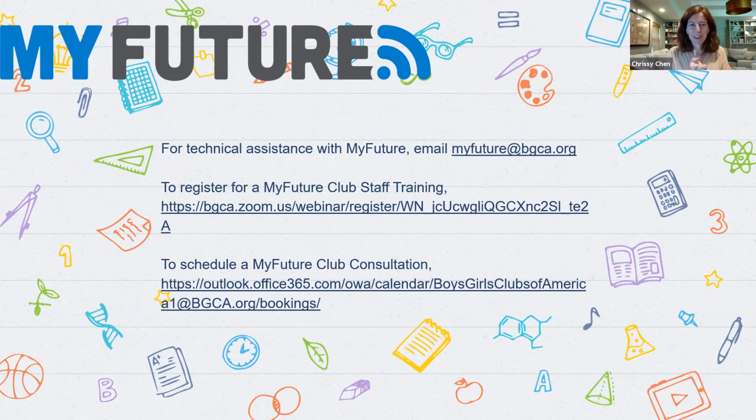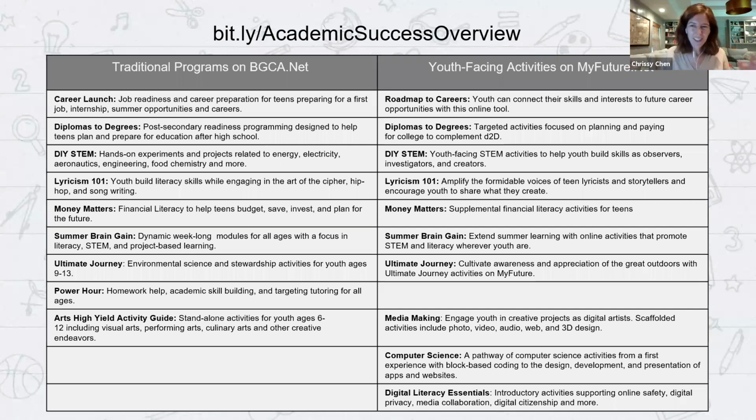Since we were also talking about educational programming on MyFuture, and specifically some of the great high-yield learning activities that support learning in the club, I wanted to touch on that for a minute. I just put a bit.ly link that's a quick overview of the chart that I'm about to show you, which is how some of our traditional Boys and Girls Club programs connect to the content on MyFuture. If you've been in a club for a long time, everything on the left probably looks very familiar, but you may not know about all the resources on MyFuture that are designed to complement those programs.